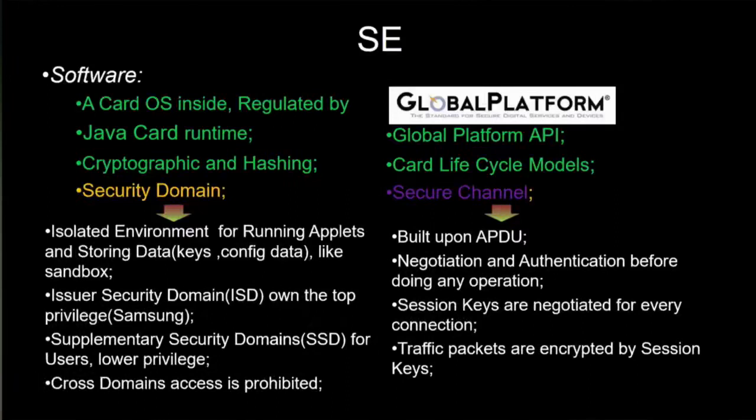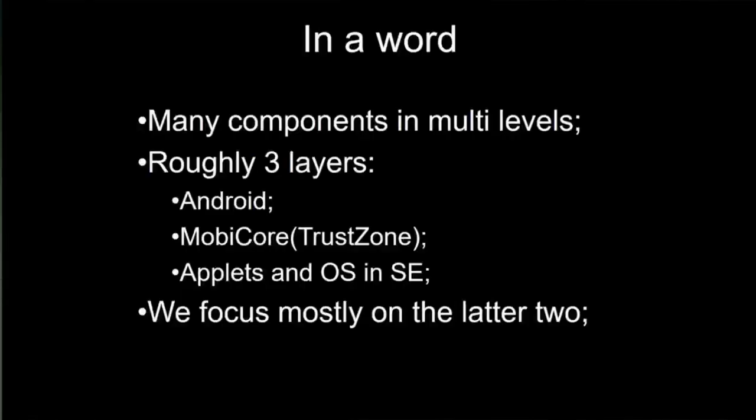The secure channel is built upon the APDU, and they add some commands on this protocol. All of these commands help you do negotiation and authentication. After the authentication is finished, session keys are generated from the previous packages, and the later packages are encrypted by the session key. The root of this secure channel depends on the keys inside the SE, which are only known by the SE and something else.